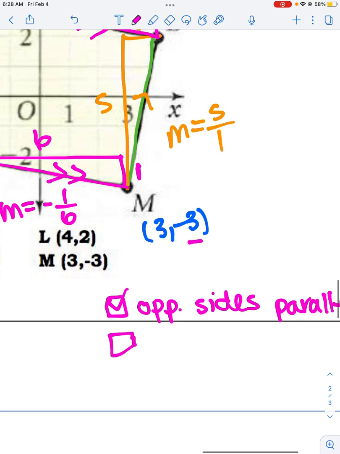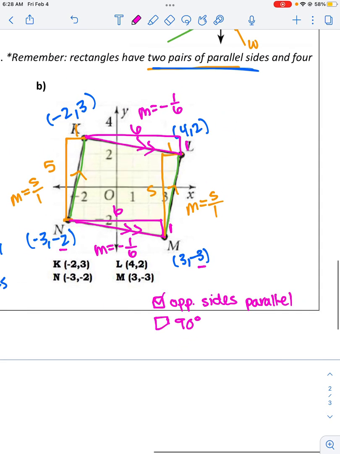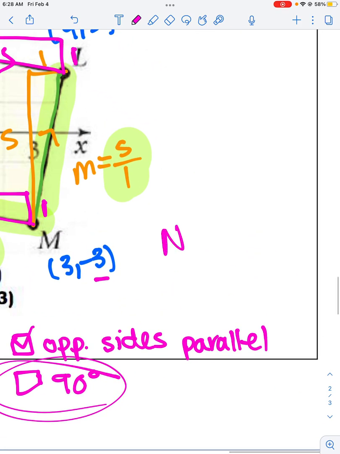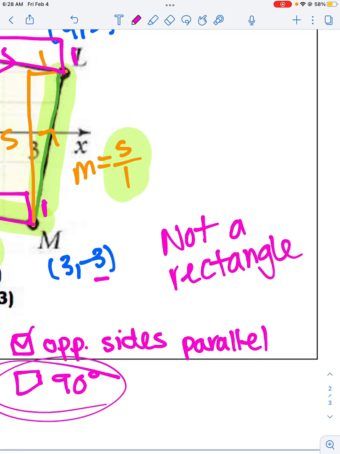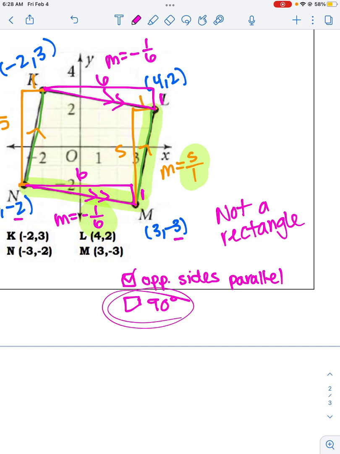And then now we're going to check for 90-degree angles. So in this case, this line here had a slope of 5/1, but this line here had -1/6. Since those are not opposite reciprocals, this 5 and this 6 are not the same, that means we have not met the second criteria, and I cannot say that these are perpendicular. So this is not a rectangle. It is, however, a parallelogram because I have shown that opposite sides are parallel. It just doesn't have 90-degree angles.